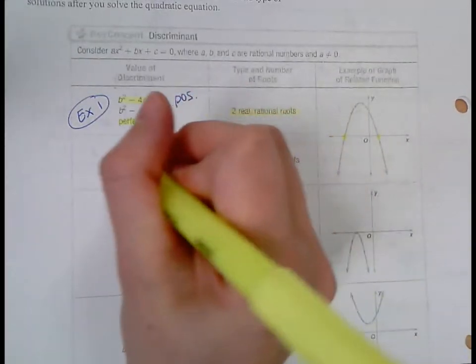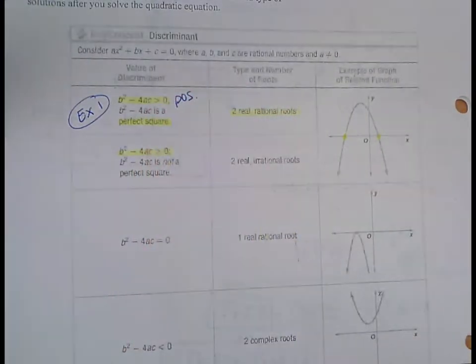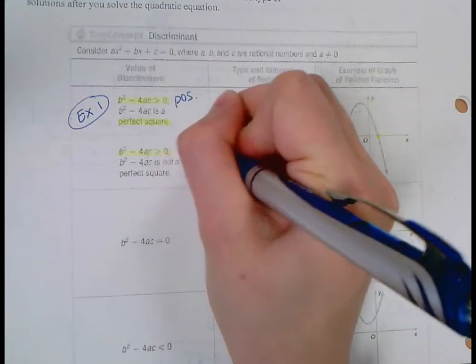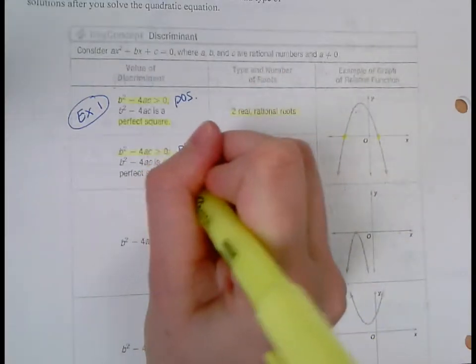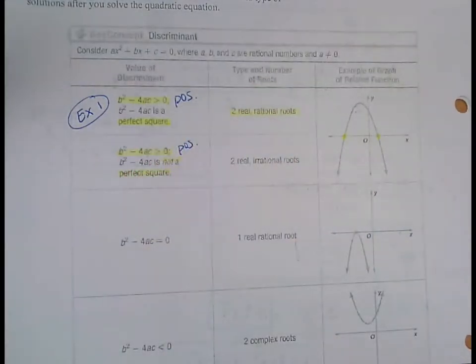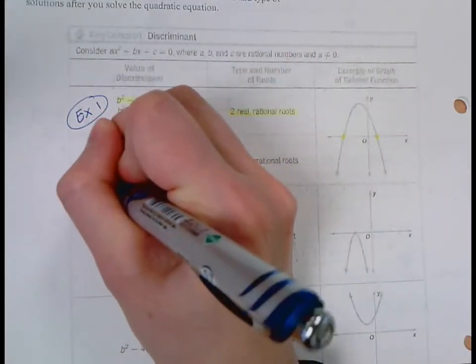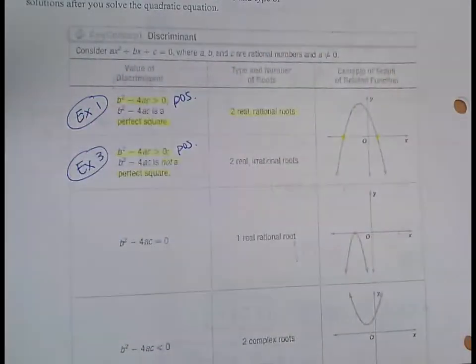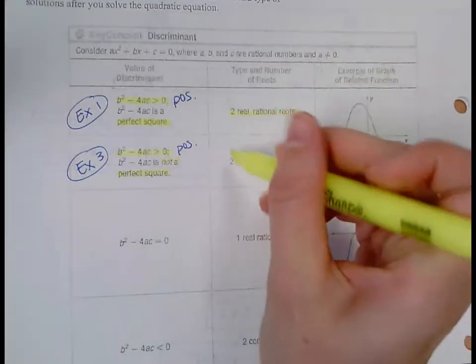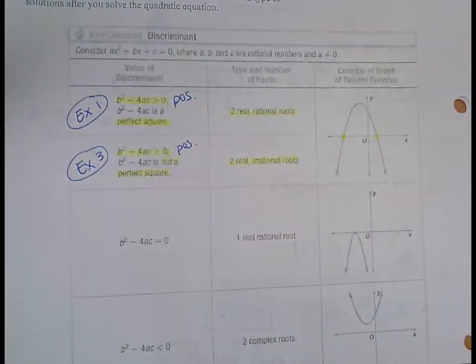And the other case could be, again, if your discriminant is positive, so greater than 0, but if it's not a perfect square, this would be like what happened in example 3. In example 3, we still had a square root of 7 in our answer, so we still had two real answers. There was no i, but they would be irrational roots.